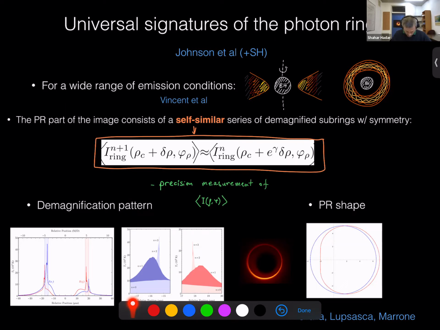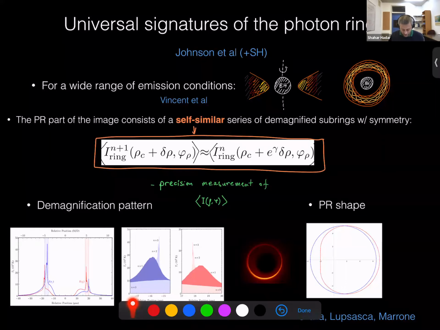Good, so I was talking about the demagnification pattern. Another interesting observational target, which was discussed by Gralla, Lupsasca, and Maron, is the photon ring shape. This shape is also a probe of mass, spin. Actually, mass is.